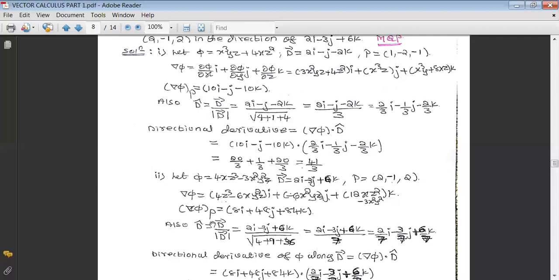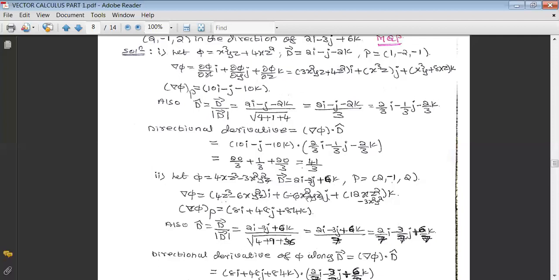and that is del phi at the point P, given by 8i. If you take x equals 2, y equals minus 1 and z equals 2 here, you will get it as 8i plus 48j plus 84k. And also d cap, that is the unit vector in the given direction. Here the given direction is d bar divided by its magnitude.